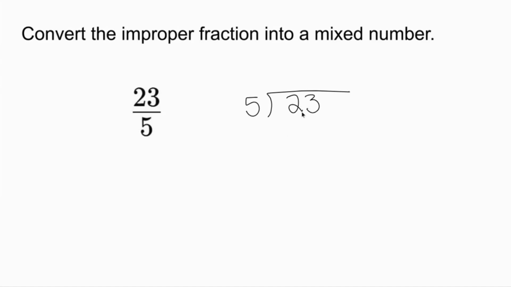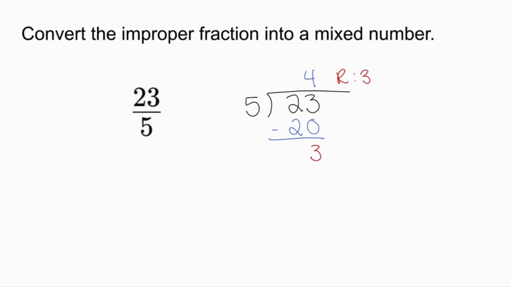So now that we have 23 here, we need to ask ourselves, how many times does 5 go into 23 without going over? Well, we're going to say 4 times, because 4 times 5 is 20. So we're going to take that, we're going to subtract, and 23 minus 20 is 3. Now with no more numbers to drop down, that remainder is 3.